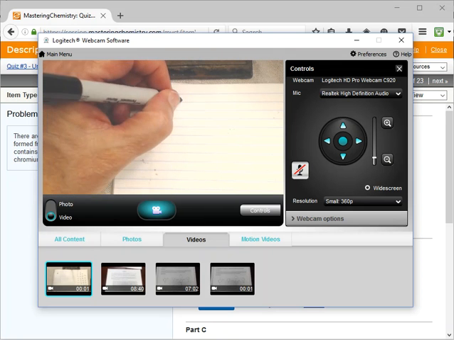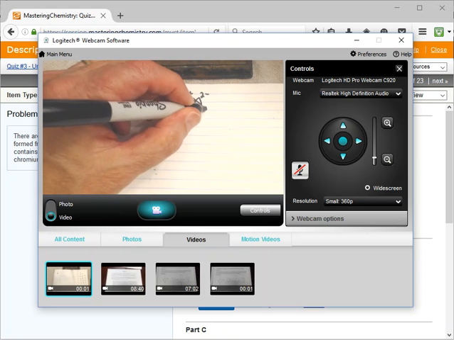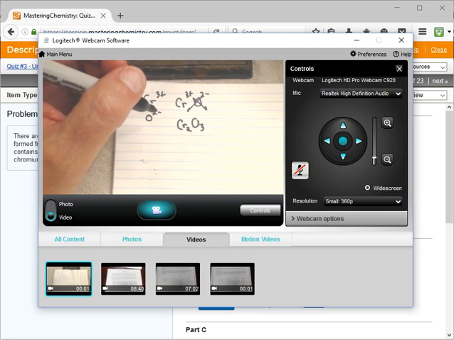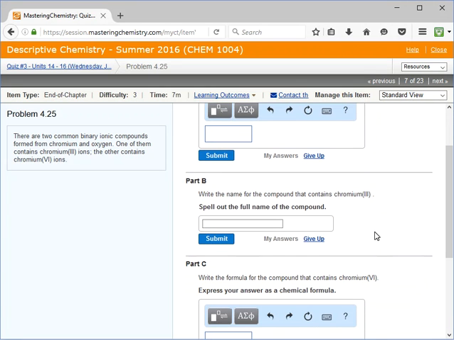If I want to write the formula for this compound, I'm going to do this crossover thingamajig. So I bring this over here, bring that over there. And I put chromium 2, O3, and that's my formula for the compound that I make between chromium 3 and oxygen. So this would be Cr2O3. Next part is, what is the name for that compound? Well, the name starts with chromium 3 and ends in oxide. So it's just called chromium 3 oxide.